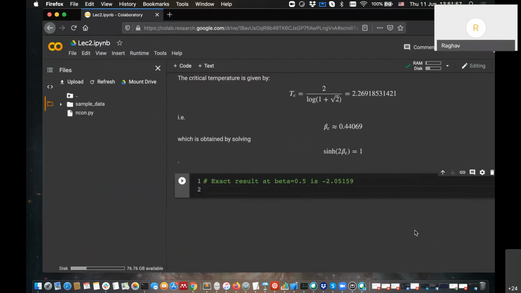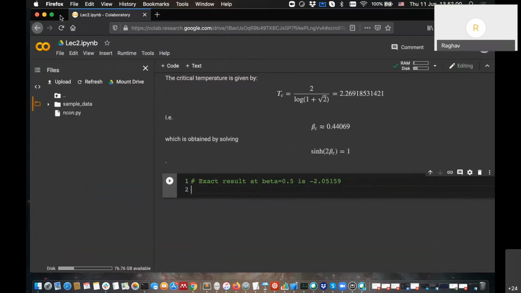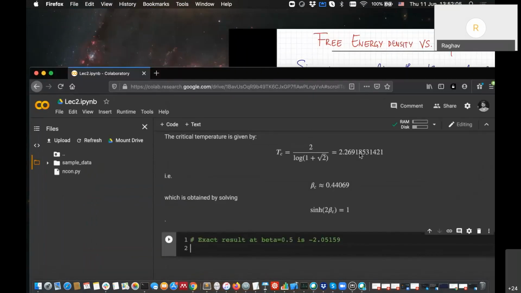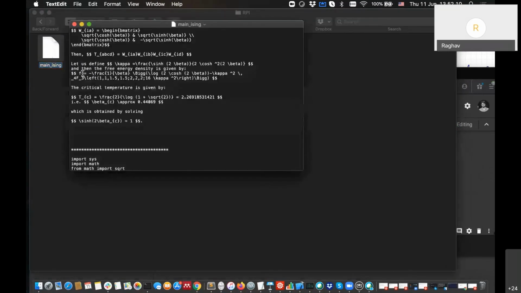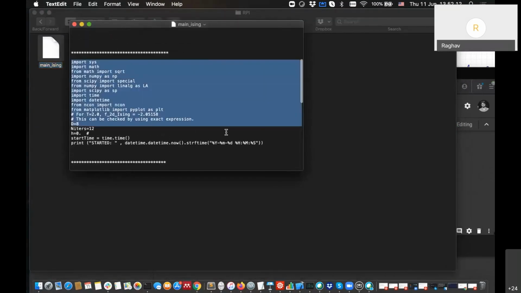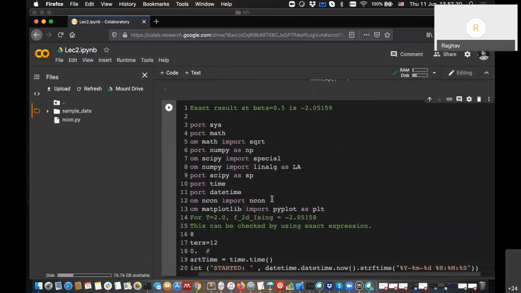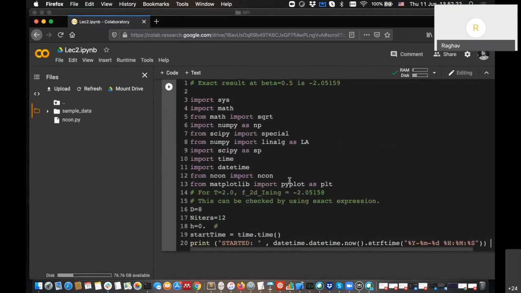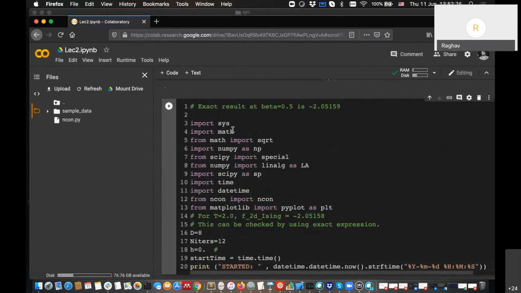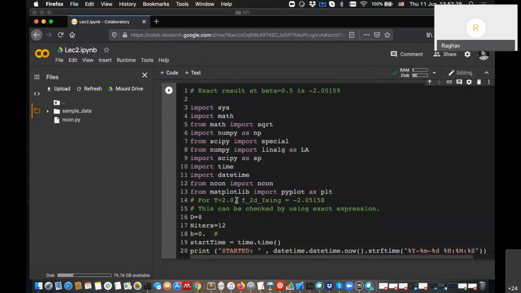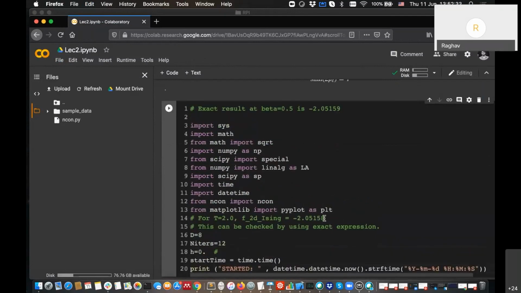So let's start to write the tensor network formulation for the two-dimensional classical Ising model. This will take some time. I'll just copy the initial part, which is just standard. I'll make this notebook available later on so we can all see. You can also type this. I'll explain as we go along. So we import a bunch of things. For t equal to 2, the free energy for 2D Ising is this number, 0.05159 or 58, whatever.